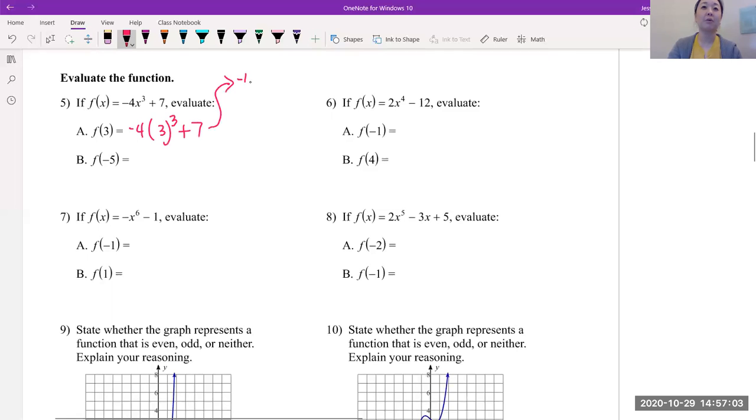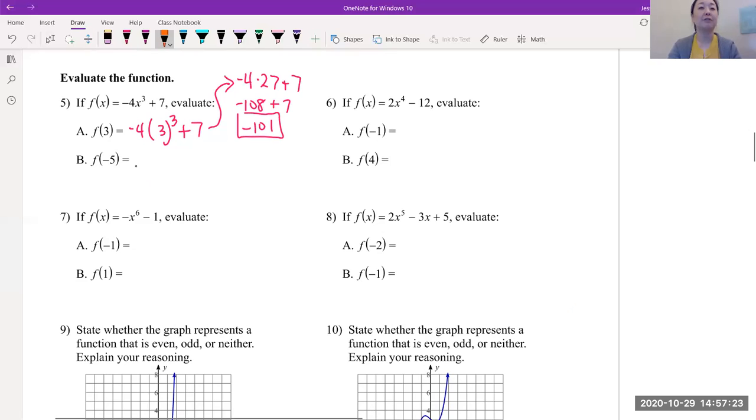And so it's going to be -4. 3 to the 3rd power is 27. I normally don't like using calculators that much. And -4 times 27 is going to be -108 plus 7, which is going to be -101. That's what you would have gotten.